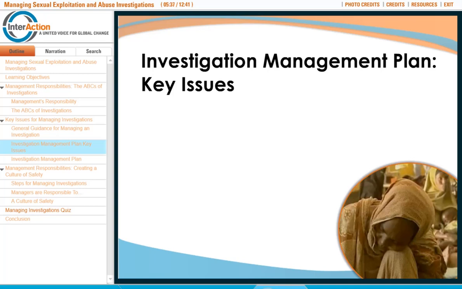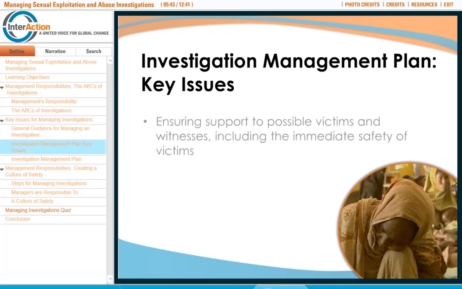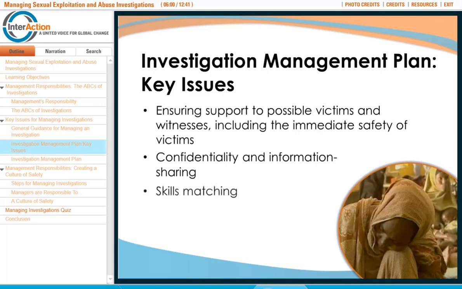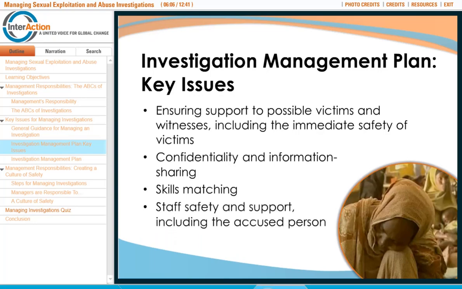There are several key considerations for managers, including, but not necessarily limited to, ensuring support to possible victims and witnesses, including the immediate safety of victims, maintaining confidentiality and sharing of information appropriately when needed, including signed confidentiality oaths for all who receive information, including any translators, matching the skills of potential investigators to the specific allegation, addressing staff safety and support, including that of the accused person and any staff who are involved in making the complaint, defining a media strategy.